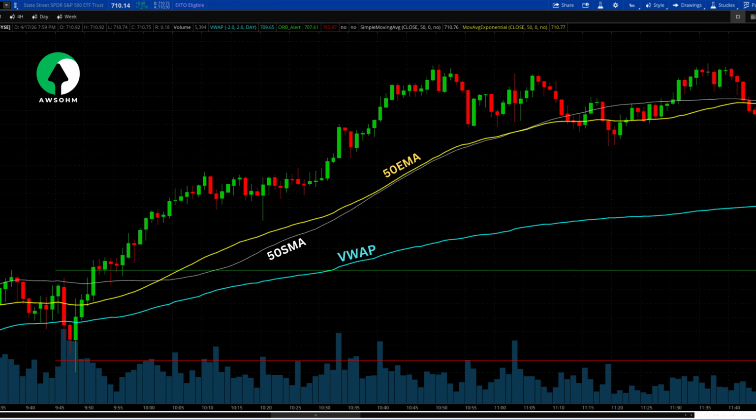A practical workflow. Use 5-minute for trend direction, then drop to 1-minute or 2-minute for entry. This keeps you aligned with the bigger move while still getting precise entries.